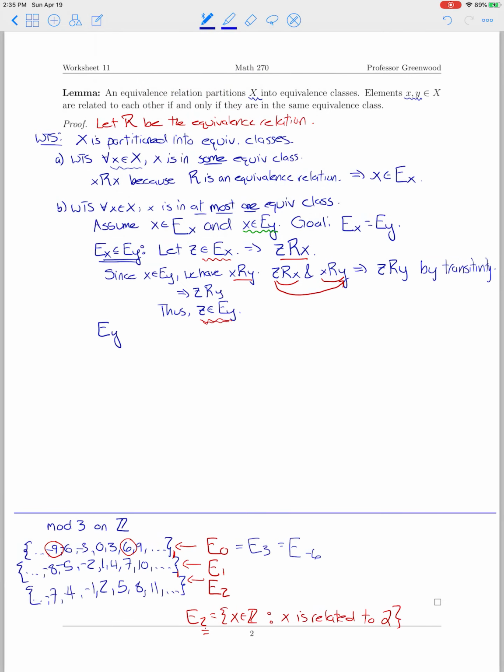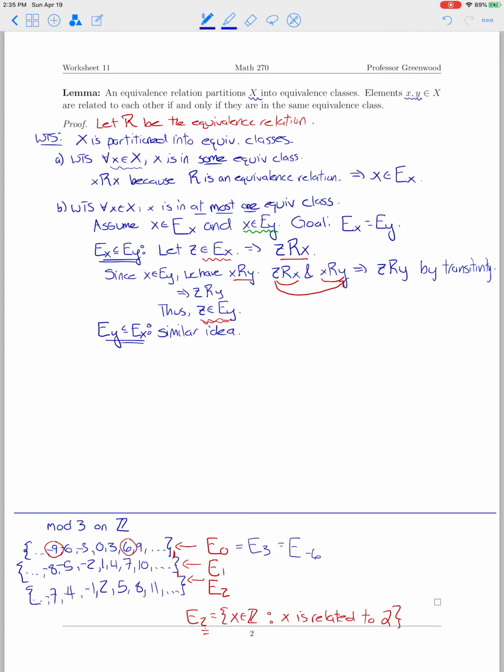The proof that E sub y is contained in E sub x is very similar. And so I'm not going to write out all the details here, although I would encourage you to think about it just to make sure that you're following all the steps in this proof. So at this point then we have shown that any element in our original set is in at least one equivalence class and at most one equivalence class. So at this point, we've shown that the equivalence classes do partition the set.